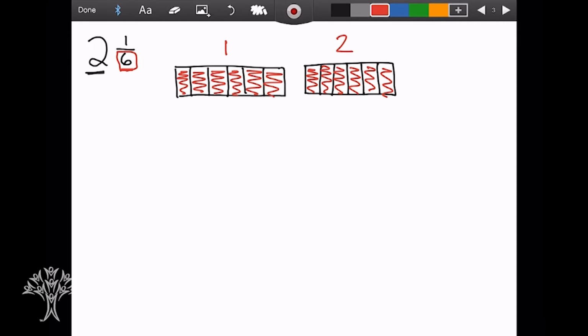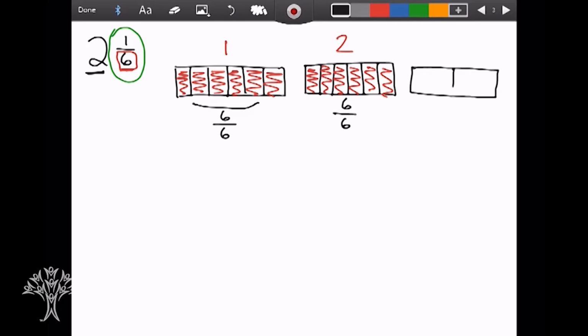So let's look at this and let's think about how many 6s that is. If I have, in this one, all of them shaded in, I have 6. If I have all these shaded in, I also have 6. I have to also think about this piece right here. I have 1 more 6 that I have to think about, because we're talking about this much. So 1 whole, 2 wholes, and then 1/6.